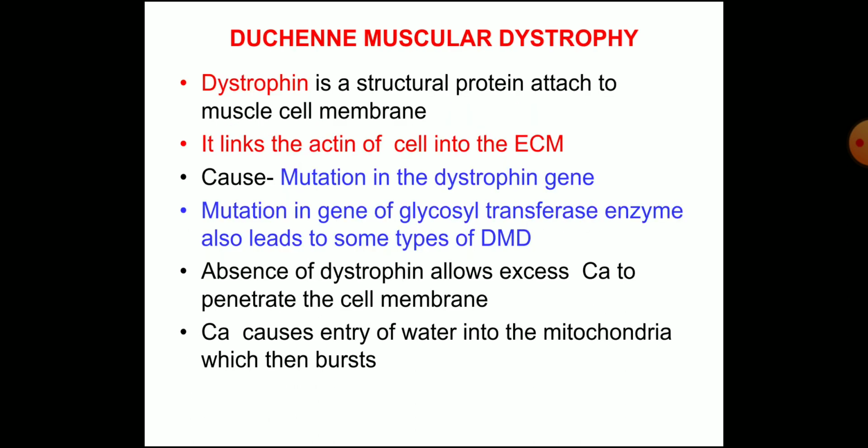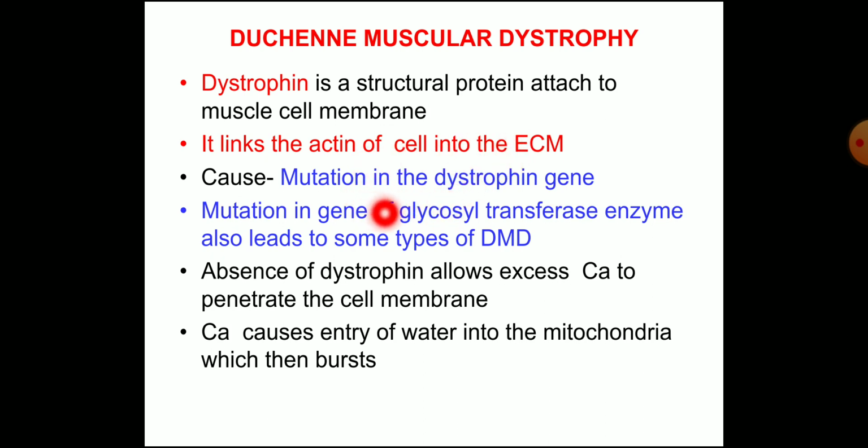Now, another important disorder is Duchenne muscular dystrophy. Dystrophin is a structural protein attached to the muscle cell membrane, and it links the actin of the cell to the extracellular matrix. So that is the function of dystrophin.